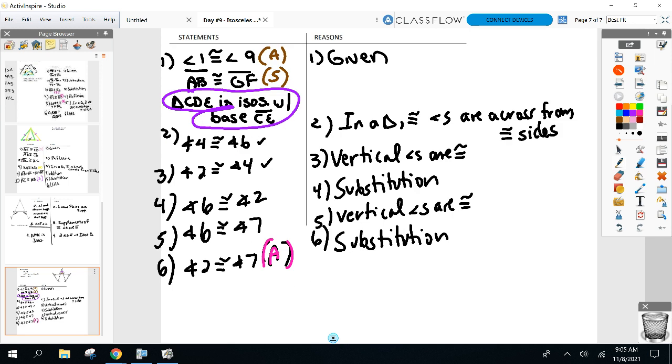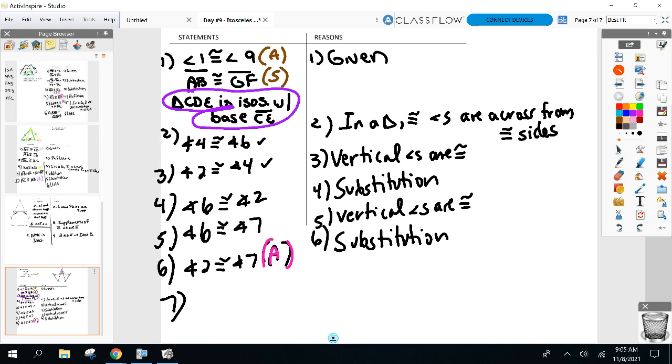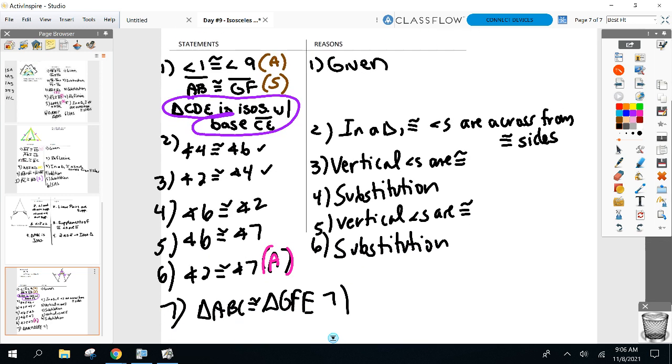I think you guys should have a method for me now. Triangle ABC and GFE. I don't even know the method yet. I've got to take a quick peek here. What's this method? Angle, side. AB. Is this side in between? Nope. So I've got to go angle, side.